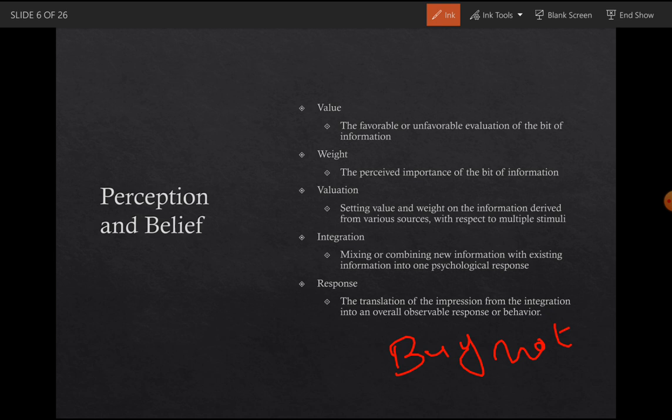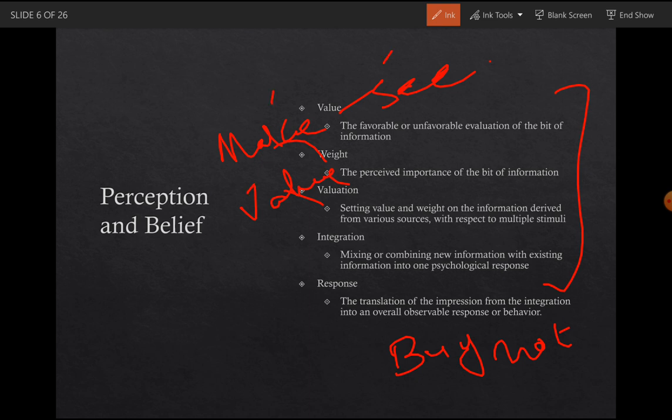So this is the thing you usually do when you go window shopping, right? Just for example, you go to a shop and you see a product, right? You touch the product, or maybe you simply see it on the shelf. Then you make up your mind about what it is, and then you give it some value. And then you combine all these three things together, and then you respond whether you want to buy it or not, right?